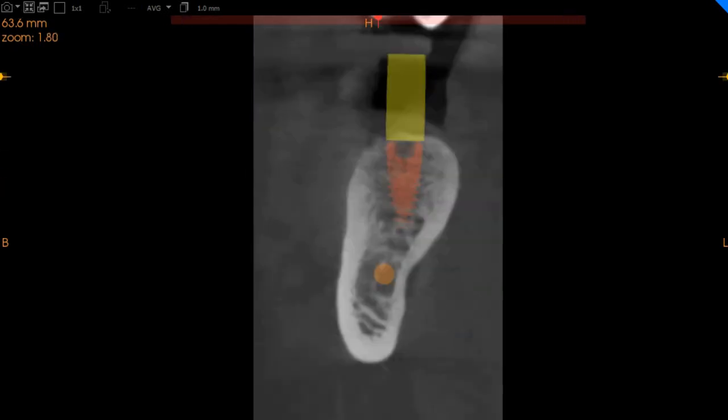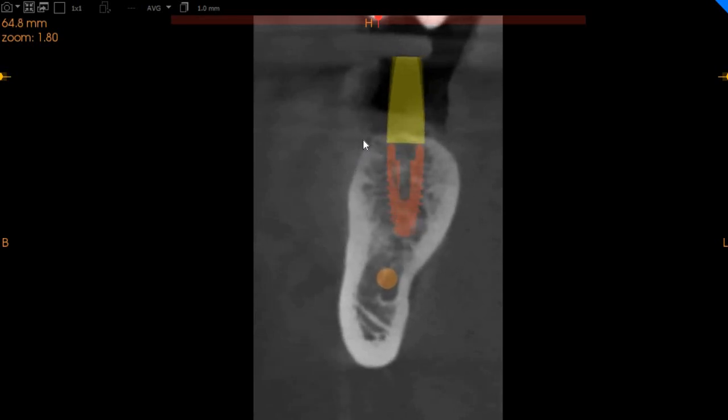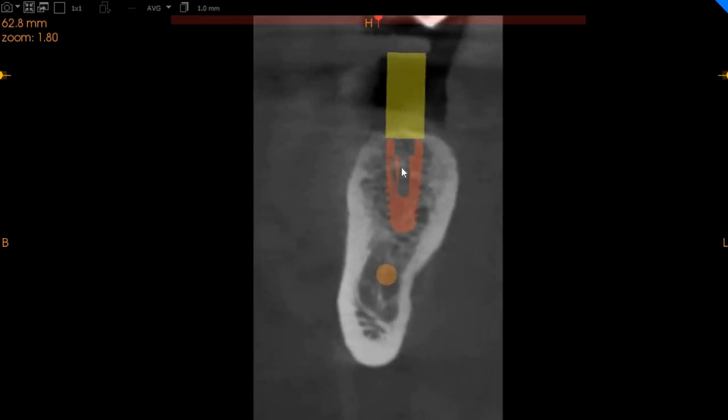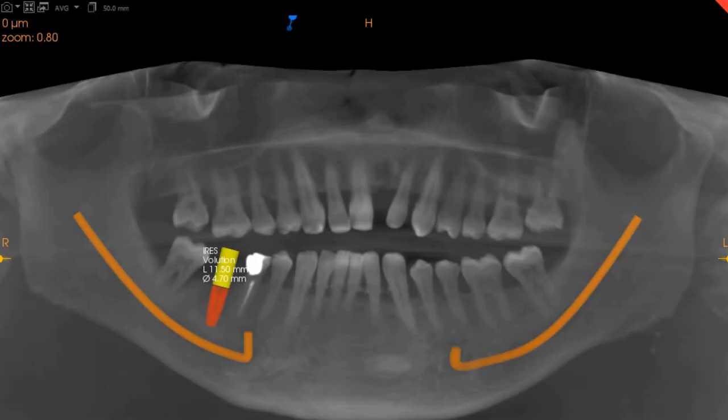So we've placed an Iris Solution implant. This is a 4.7 by 11.5 millimeter implant, and you can see this is very clearly center of the ridge, has good bone support overall, and here you can see that a 4.7 by 11.5 implant can be prosthetically placed and will have good prosthetic bone support as well. So this is the implant on the lower right aspect.